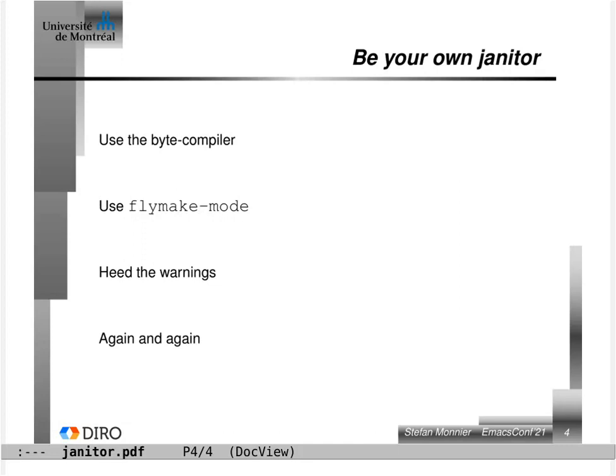Lessons to take home: use the byte compiler. You can also use flymake mode instead. I recommend enabling it as much as you can. And heed the warnings, follow the warnings, try to fix them. If you can fix all of the warnings, it's always much better, because then the new warnings really show up. And once you've done, you need to do it again, because there's always new things coming up.